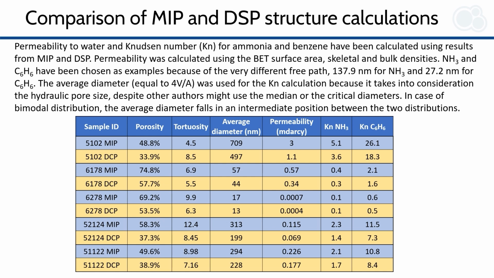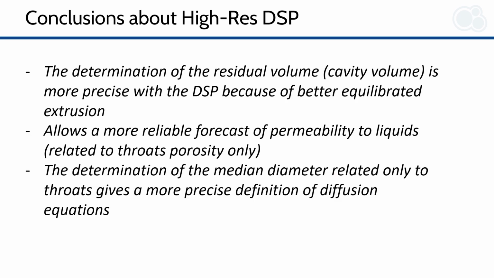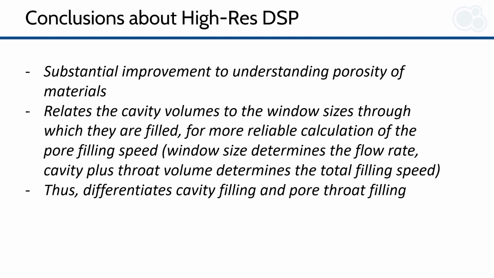We have looked at analysis results using the high-resolution differential scanning porosimetry method for 5 catalyst supports and can clearly determine the volume of the larger cavities filled as a function of window or throat diameter. Separation of cavity and throat porosity improves permeability, as it's related to the throat porosity only, and diffusion rate calculations, as it is related to the median diameter of the throats only. Thus, we have a better understanding of the pore structure and volume distributions of these hierarchical materials.